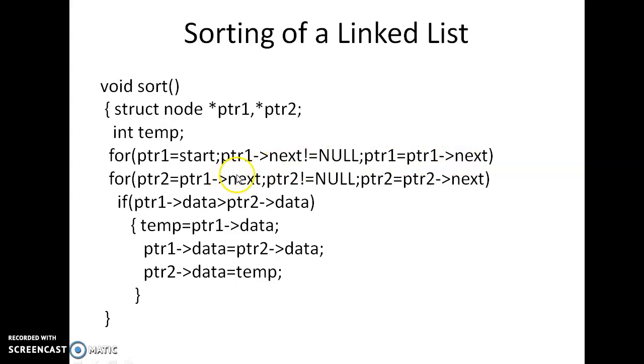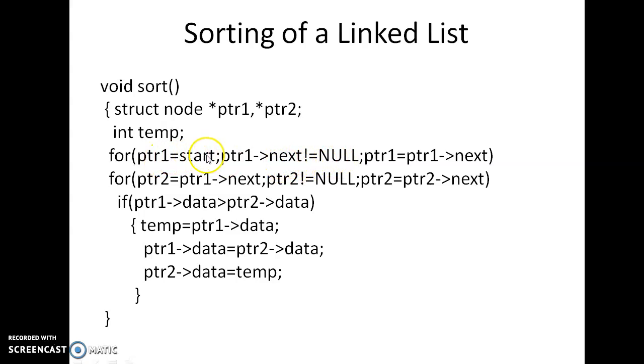The second pointer ptr2 behaves as j for me. So ptr2 starts at ptr1 of next. If it is i, it starts at i plus 1. And I continue until ptr2 is not equivalent to null. Here I take ptr1 of next not equivalent to null, which means I stop at the last node.